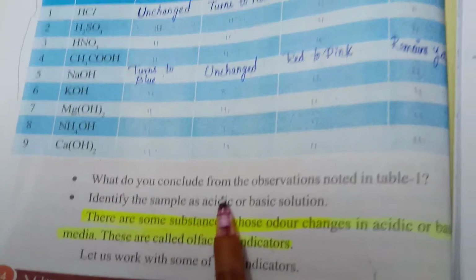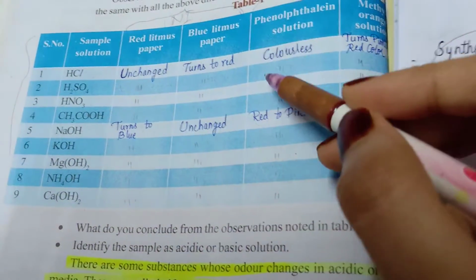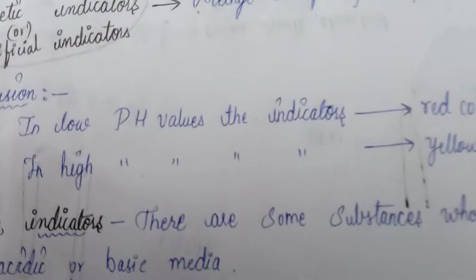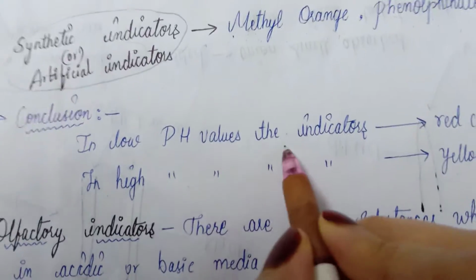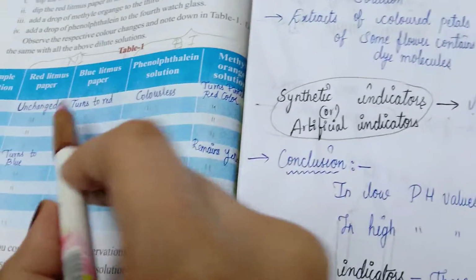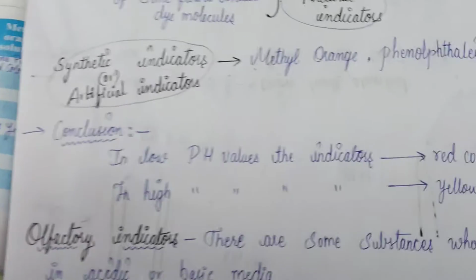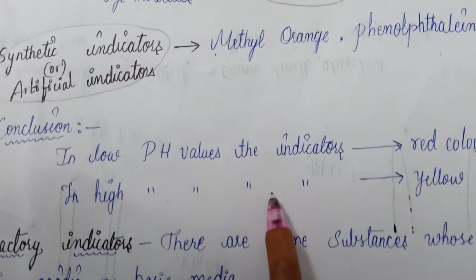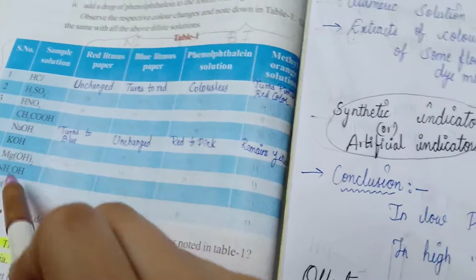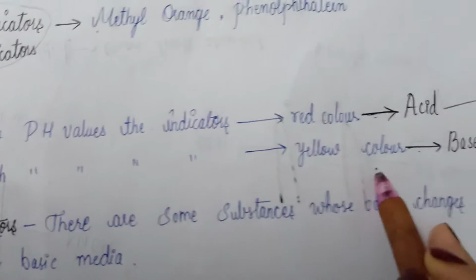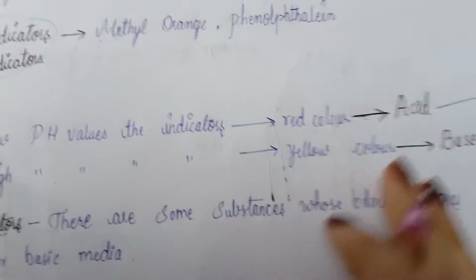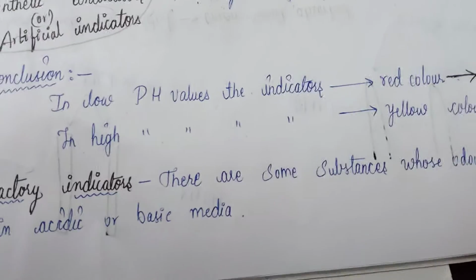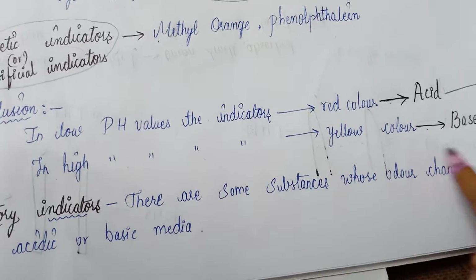So what do you conclude from the observations noted in table 1? We have concluded that at low pH values, the indicators which we added or dipped in the solution will turn red in color when it is acid. And at high pH values, the indicators which we dipped and added to the solution will remain yellow in color, which means base. So which is acid and which is base? Red color was acid and yellow color was base.